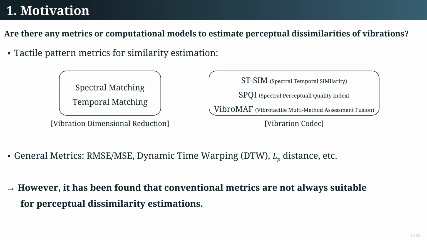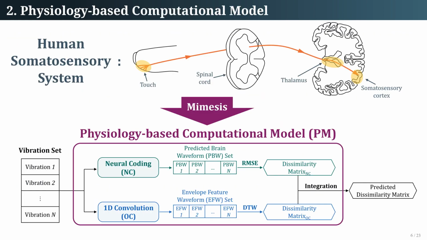However, most metrics for tactile patterns were designed for similarity estimation in specific domains, which implies that existing metrics may not be effective in estimating perceptual dissimilarities. Therefore, we propose a computational model that can predict the perceptual dissimilarities of vibrations. Our model was inspired by physiological knowledge of vibrotactile transmission from the subneural network to the somatosensory cortex. The model was designed using two independent and parallel approaches of neural coding and one-dimensional convolution processes.